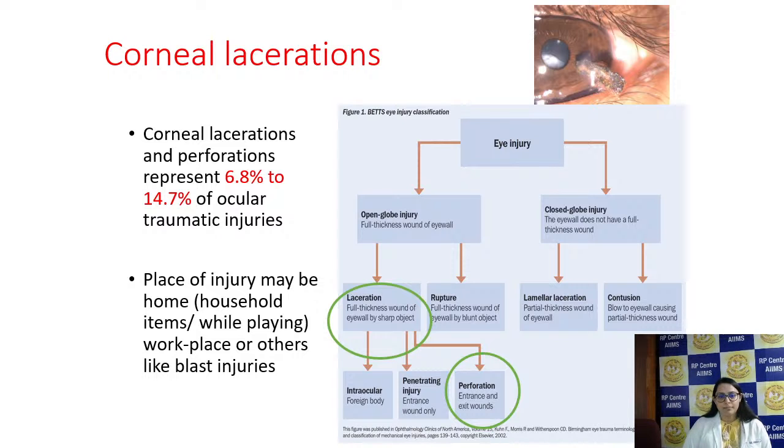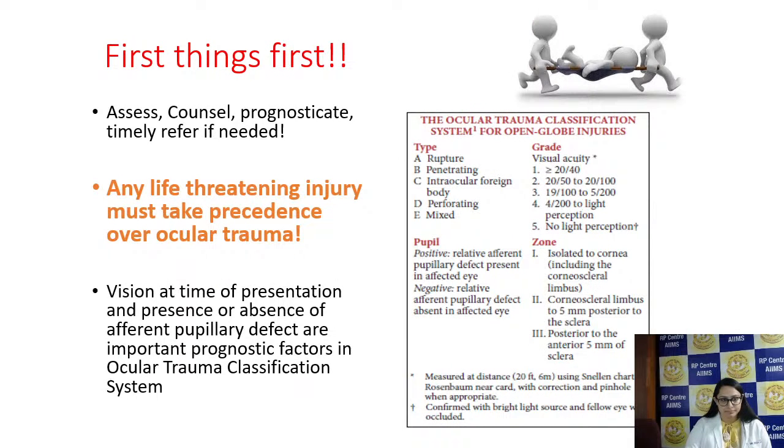So about the Birmingham Eye Trauma Terminology System, it broadly classifies eye injury into two types, that is open globe injury and closed globe injury. Open globe injury is an injury which involves a full thickness wound of the eye wall, that is the cornea and the sclera. So here we will be talking about corneal laceration, which is a full thickness wound of the eye wall by a sharp object, which can be further divided into intraocular foreign body, a penetrating injury which consists of only an entrance wound, and a perforating injury which consists of both entrance and exit wound.